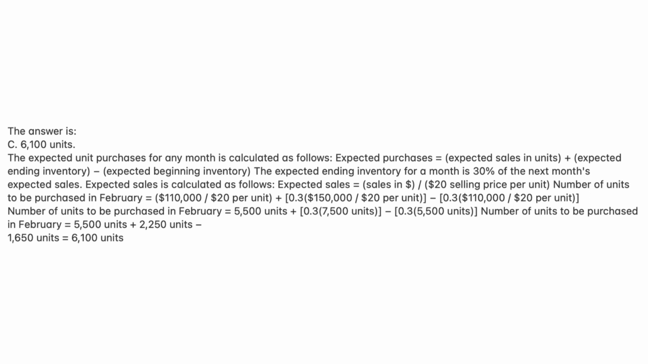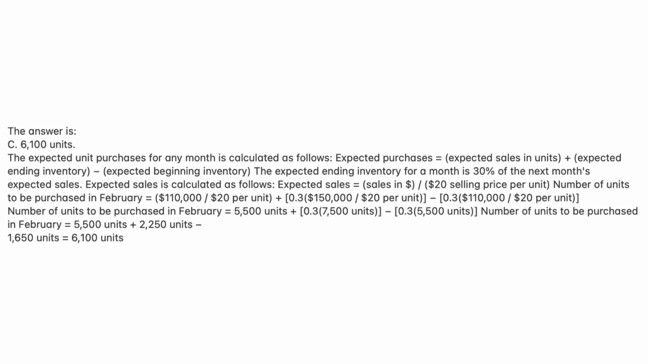The expected unit purchases for any month is calculated as follows. Expected purchases equals expected sales in units, plus expected ending inventory, minus expected beginning inventory. The expected ending inventory for a month is 30% of the next month's expected sales. Expected sales is calculated as follows. Expected sales equals sales in dollars divided by selling price per unit.